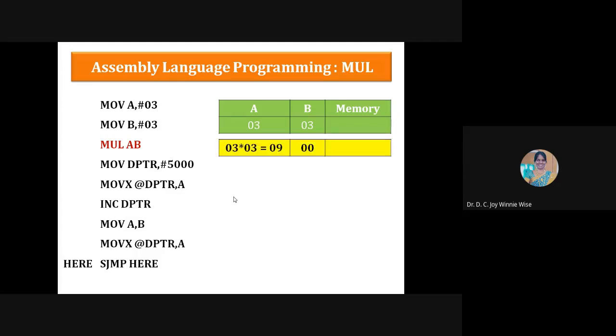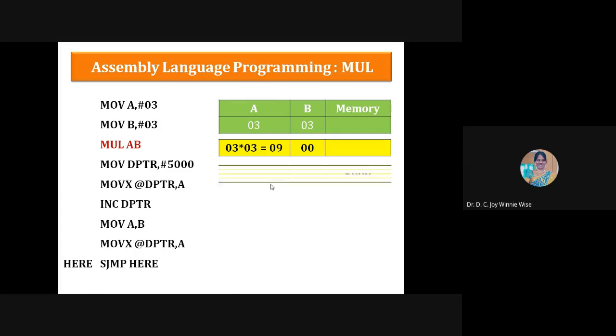Next is multiplying the two data. Multiply: 03 into 03 equals 09. So B will automatically become 00. After multiplication, 03 into 03, the output will be 0009. So 09 will be available in the accumulator and 00 will be available in the B register.